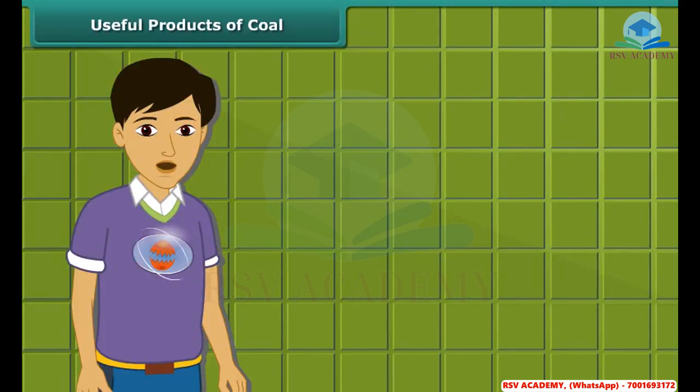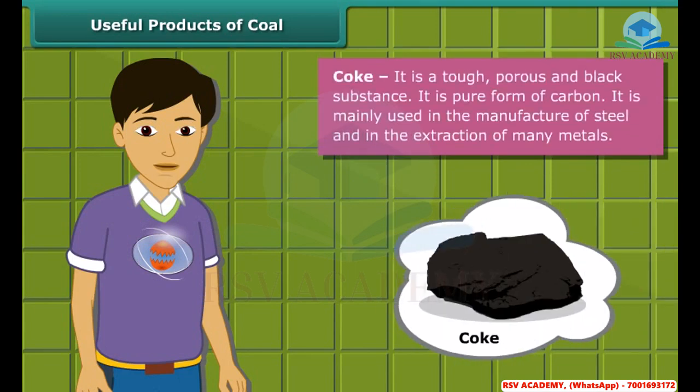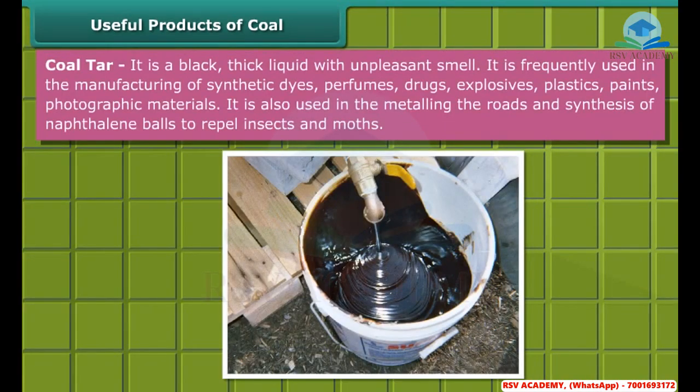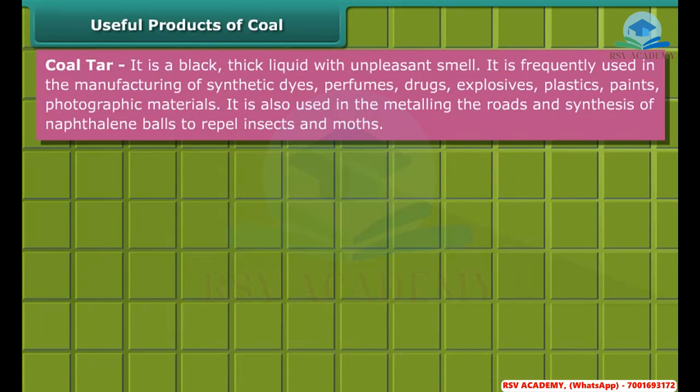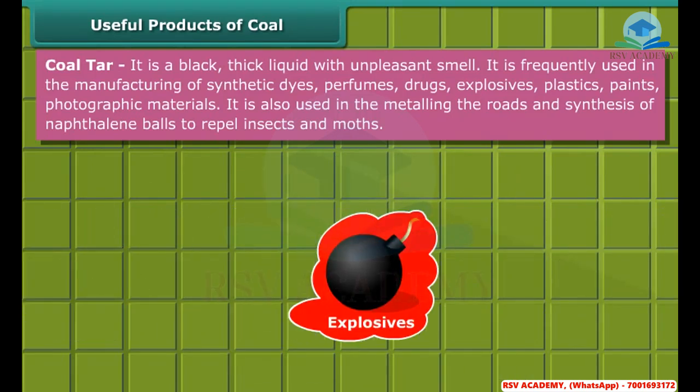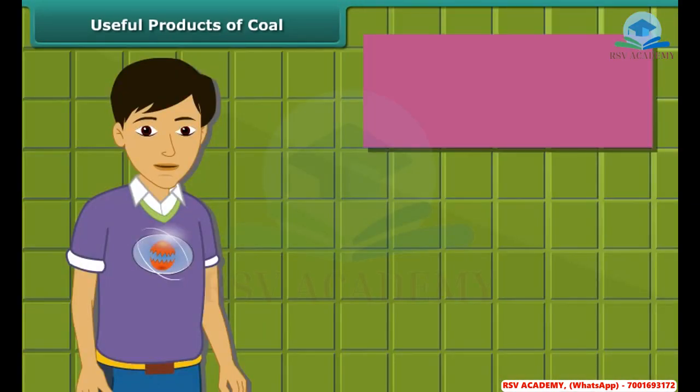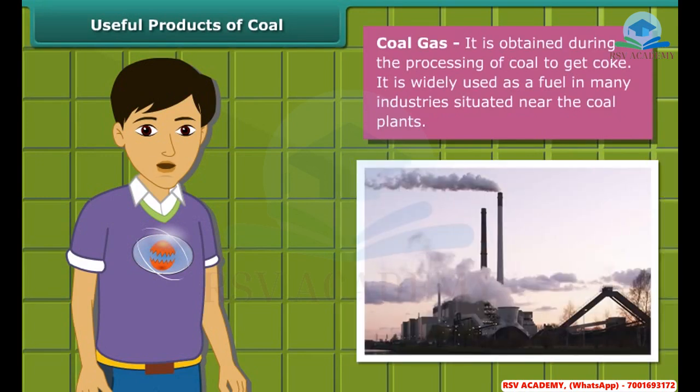At first, let us know about coke. Coke is a tough, porous, and black-colored substance. It is mainly used in the manufacturing of steel and extraction of many metals. Coal tar is a black, thick liquid with an unpleasant smell. It is frequently used for manufacturing synthetic dyes, perfumes, drugs, explosives, paints, plastics, and photographic materials. Coal gas is produced when coke is obtained from coal. In many industries located near coal plants, it is used as a fuel.